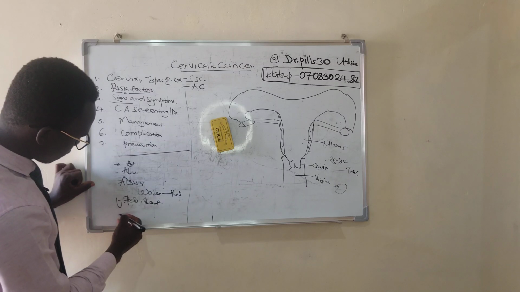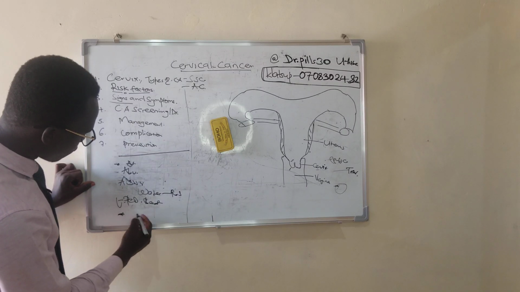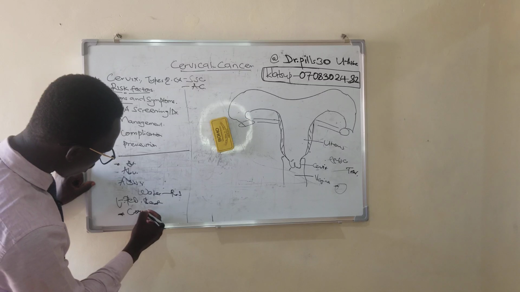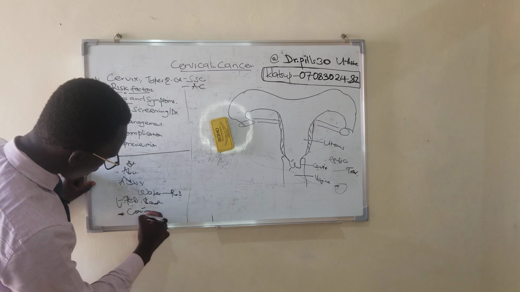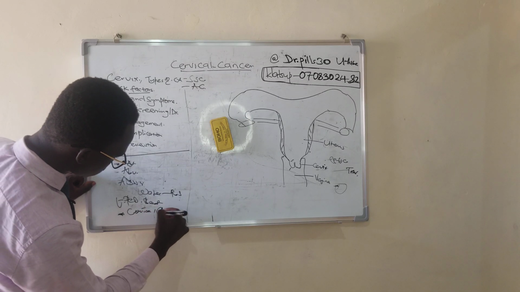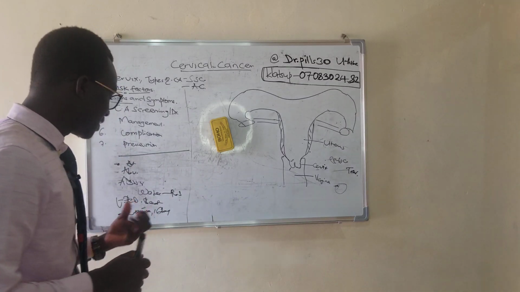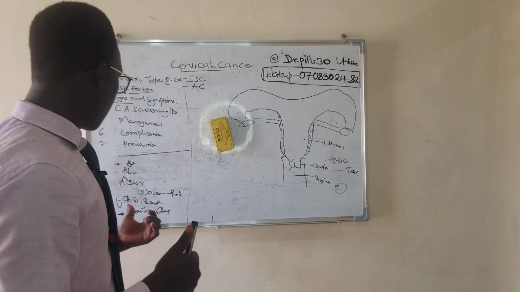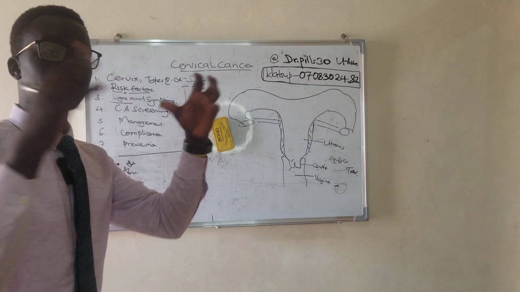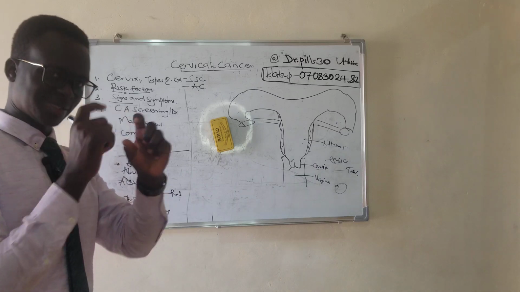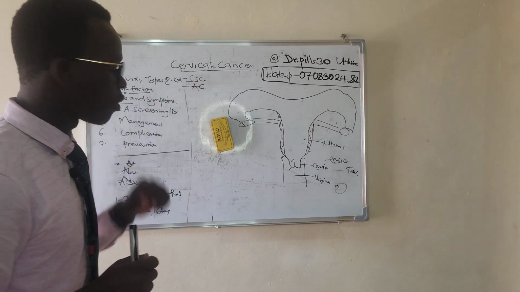You can also have what we call cervical anatomical changes. Your cervix may be lacerated, may become ulcerative, may become reddish, may be inflamed as a result of the cervical cancer.